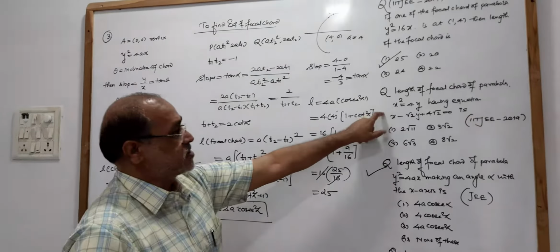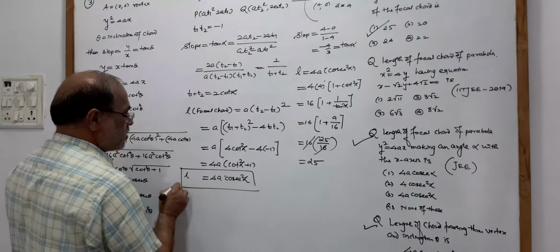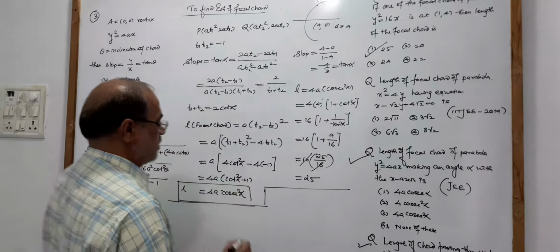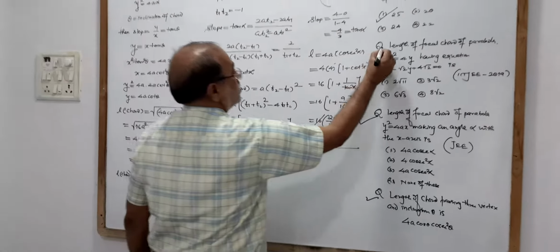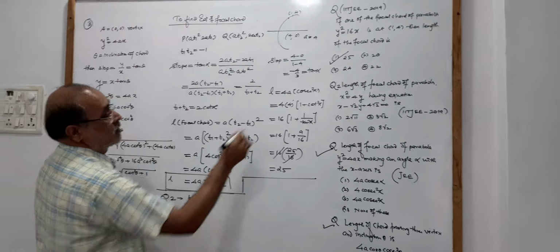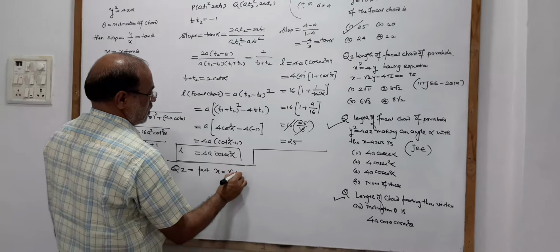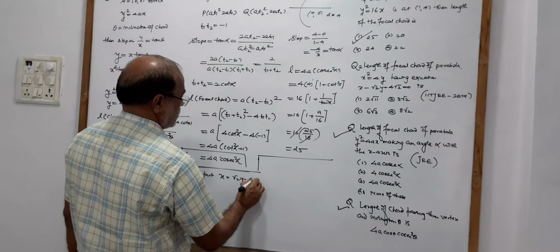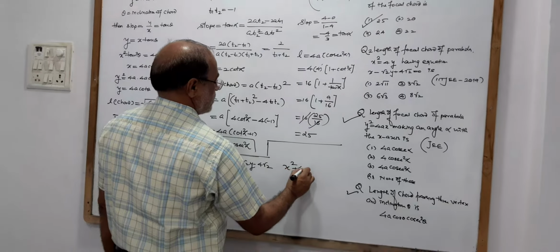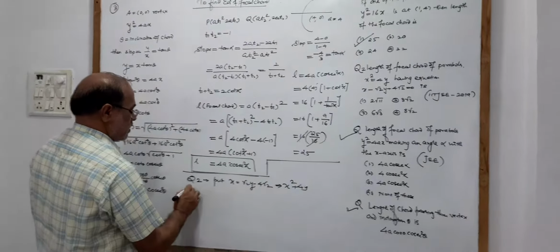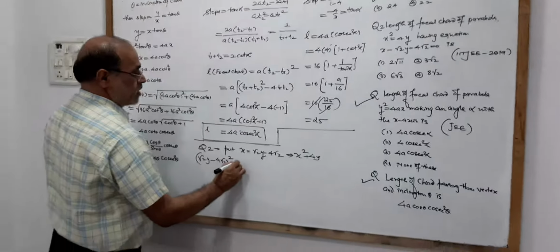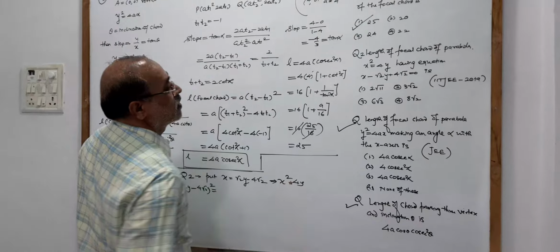One more question is pending, that is this one, the length of the chord of the parabola. I would like to assign to the students how to find this. This is question number 2. For question number 2, simply put x equal to root 2 y minus 4 root 2 in the equation x square equal to 4y.